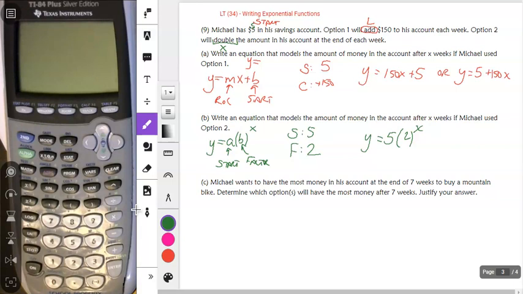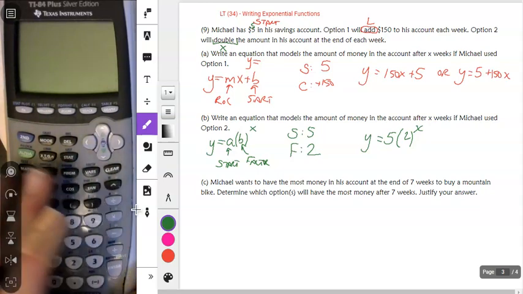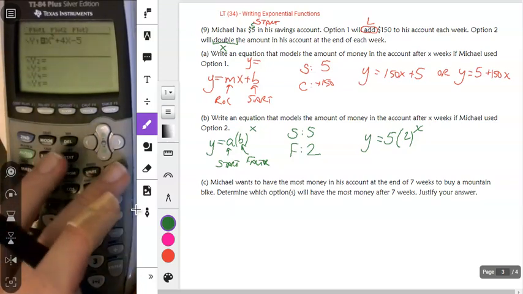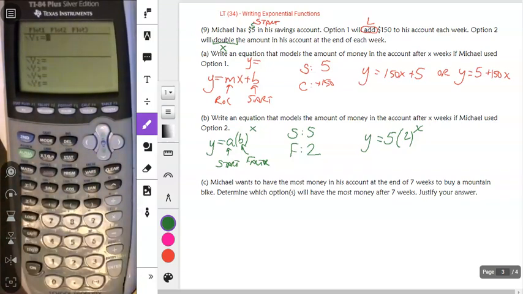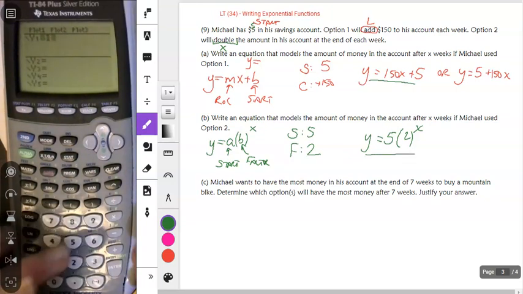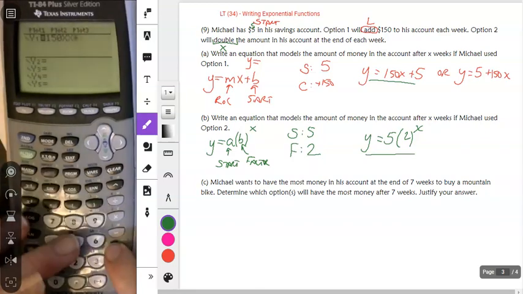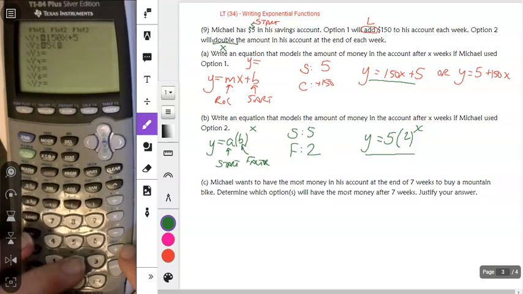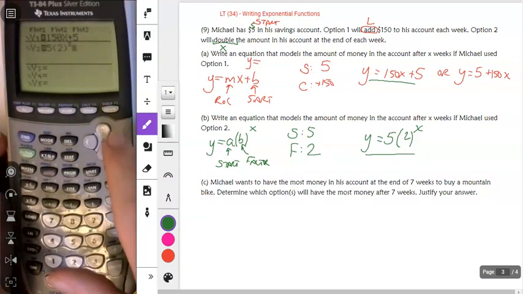Now part C says Michael wants to have the most money in his account at the end of 7 weeks to buy a mountain bike. Determine which option will have the most money after 7 weeks. So what I'm going to do is use my calculator, and go to y equals. And in that y equals, I'm going to put both of my equations. So there's my 150x plus 5, and my 5 times 2 raised to the x power.